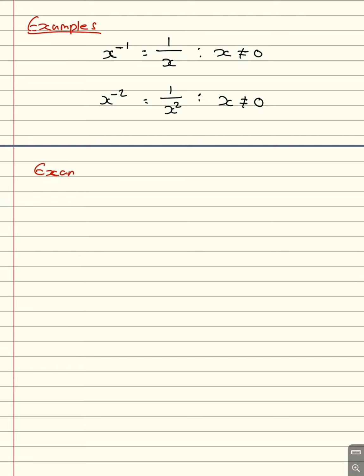Okay, we'll now move on to the next example. So this is example 1. For part A, I have 9 to the power of a half, and the denominator of that fraction is 2, so I've got to take the square root of 9. And the square root of 9 is plus or minus 3.